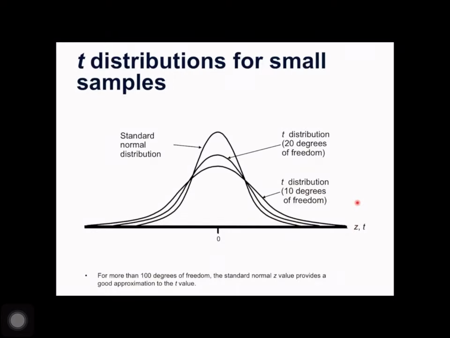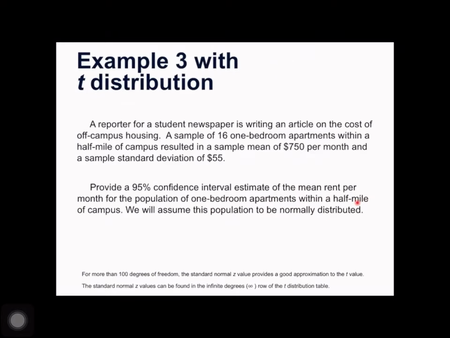Luckily, the stat packages will figure this out for us, but as an illustration, suppose a reporter wanted to write an article on the cost of off-campus housing with a sample of 16 one-bedroom apartments within a half-mile of the university campus. The sample mean was that they have about $750 per month of average rent, standard deviation 55.